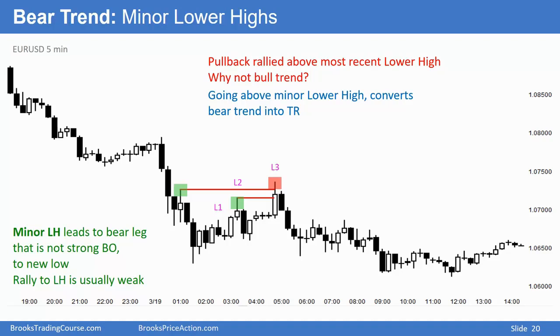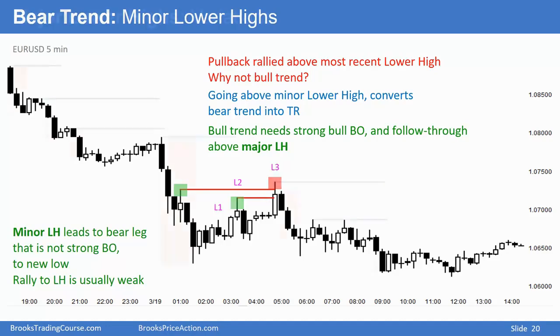Sometimes it'll immediately convert into an opposite trend. For a bull trend, you need a strong bull breakout and follow through above major lower highs. We broke above a lower high, we broke above a lower high, so we got a breakout here. That is not a strong bull breakout, it's just 1 bar with terrible follow through. So we need breakout and follow through. So we got a decent breakout but bad follow through, and it did not get above a major lower high, it just went above minor lower highs. So this is probably not a bull trend, it's probably a bull leg in a trading range or a bull leg in a bear trend.